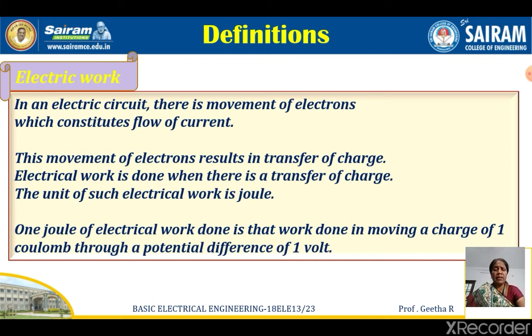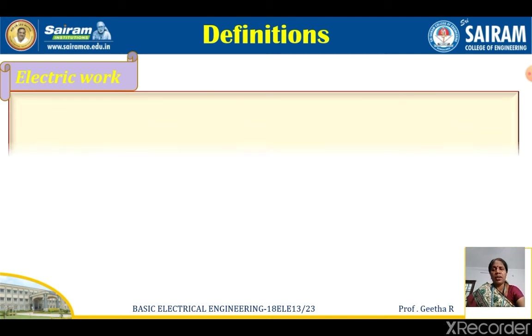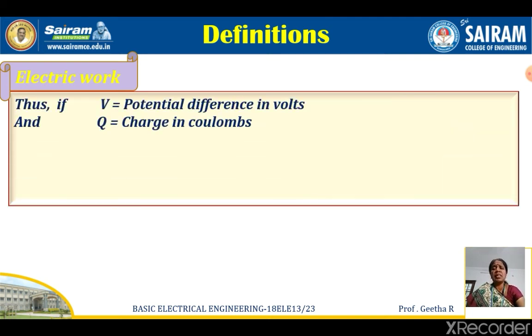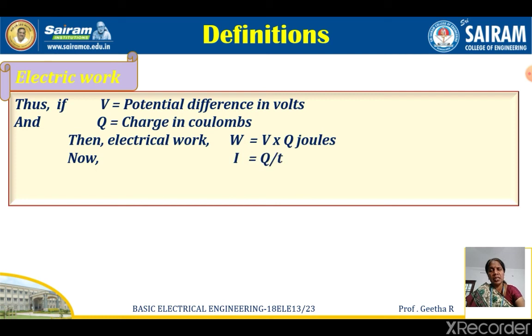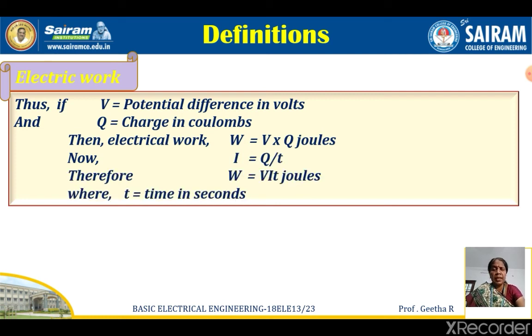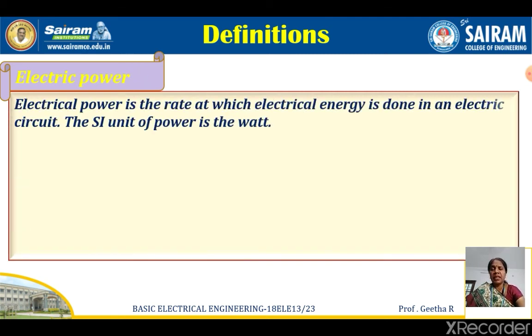1 joule of electrical work done is that work done in moving a charge of 1 coulomb through a potential difference of 1 volt. Thus, if V is the potential difference in volts and Q is the charge in coulombs, then electrical work W is equal to the product of V into Q, joules. Now I is equal to Q by T, so W is equal to VIT joules, where T is time in seconds.